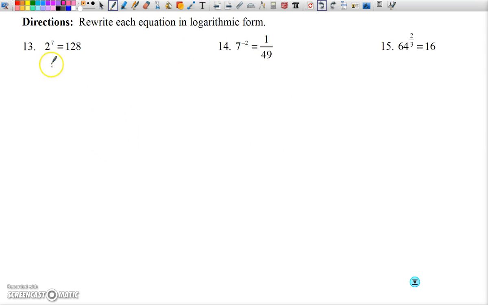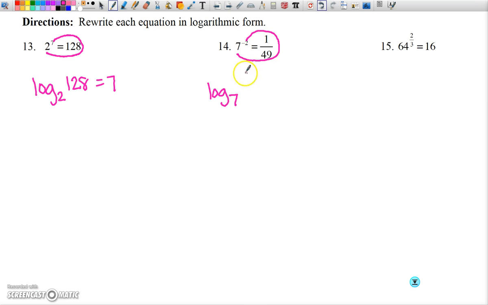All right. Logarithmic form. So remember, we do our fish hook. We start here, we work to the other side of the equal sign and back to the 7. So it becomes log base 2, 128 equals 7. Start at the 7, work your way to the other side, come back to the -2. So we start at the 7, work our way over to the 1/49, and then end at -2.